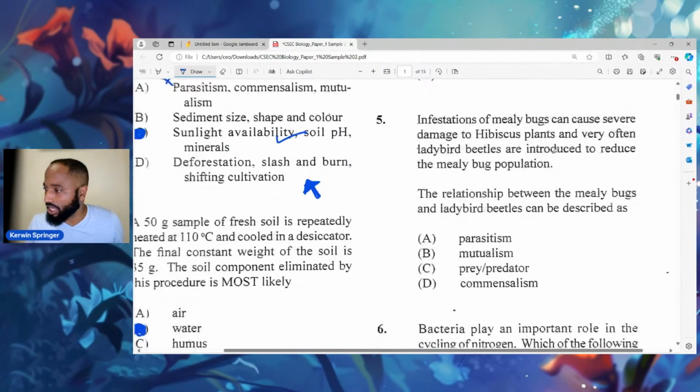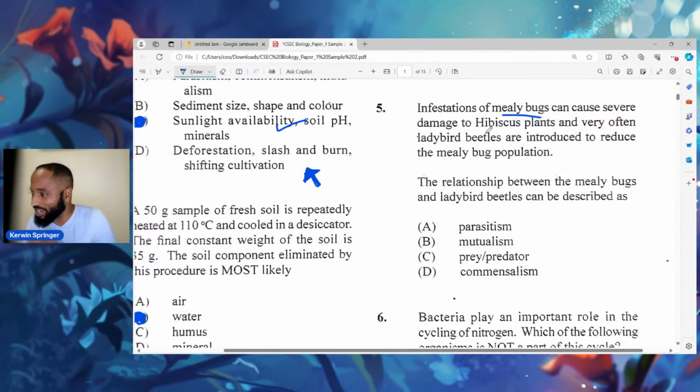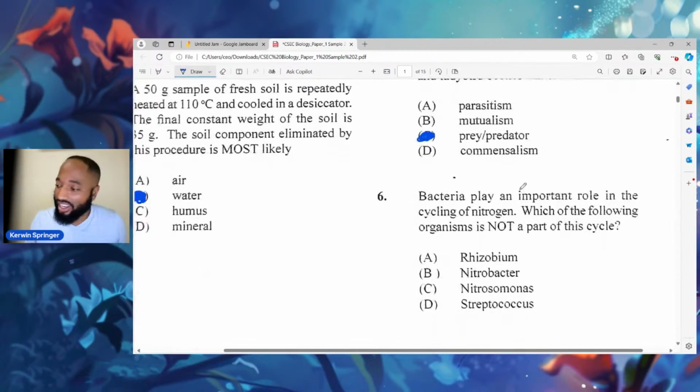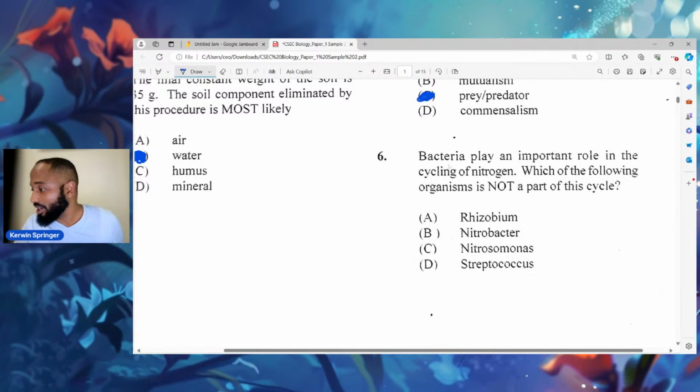Infestation of mealybugs can cause severe damage to hibiscus, very often treated with ladybird beetles. The relationship between mealybugs and ladybird beetles? Well, they're actually killing them and eating them, right? So it's not parasitism, it's not mutualism, it's not any beneficial thing here. That is just straight up mayhem. What is food for the ladybird beetles is chaos for the mealybugs. They're just trying to live, you know? They're just trying to live, and they introduce things to kill them out.